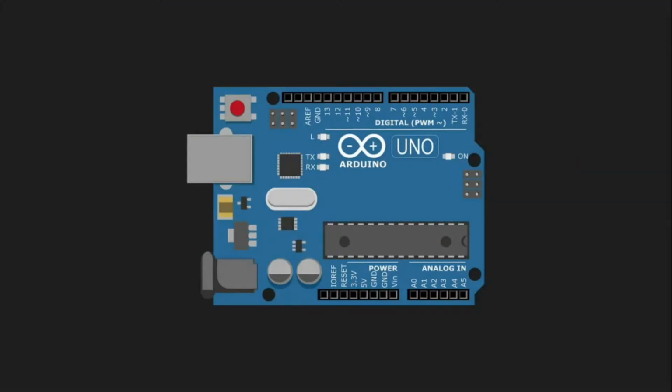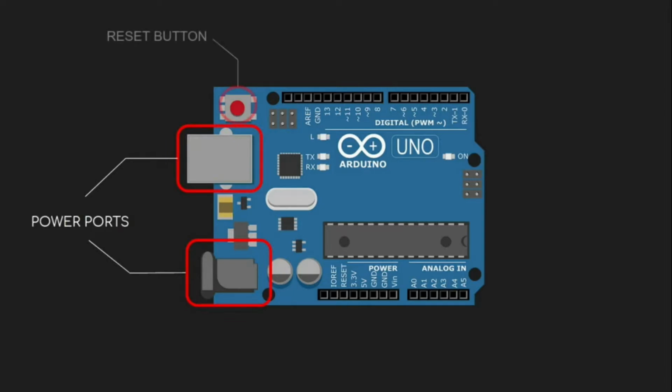Let's see what is really an Arduino. So this is the Arduino UNO board with 32 KB flash memory and 2 KB static RAM. These are the power ports from which we can supply power to the board. One is the USB type A port and the other port is for 9V battery. This is the reset button by which we can erase all the code we have written and is currently on the board. This is somewhat like the factory reset or hard reset in smartphones.